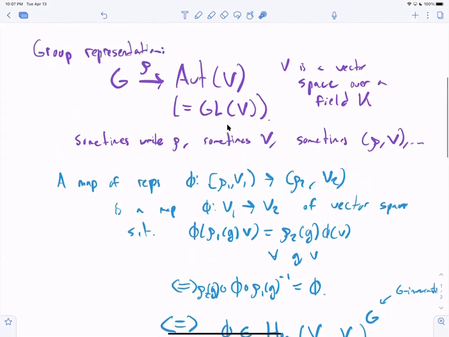And things like this come up all the time. An example that's relevant for us is that the Galois group acts on... so you have L over K, a Galois extension, so the Galois group acts on L. It acts on L as a field, but in particular, that means it acts on L as a K vector space. So a field extension is actually a representation of that Galois group on the vector space over K, the base field.